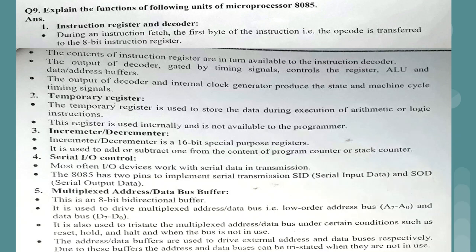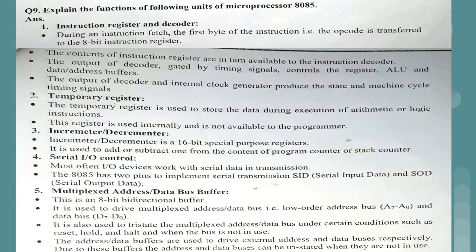Most of the time you will get a question like explain the functions of the following units of microprocessor. If they want to ask this question for 3 marks, then 3 units will be given, like instruction register, temporary register, incrementer and decrementer. So you can have this question for 3 to 4 marks. If the question is for 4 marks, then definitely 4 units or elements will be given, on which you just need to write the description. Okay, so the first component is the instruction register, which we have seen in the CPU register.